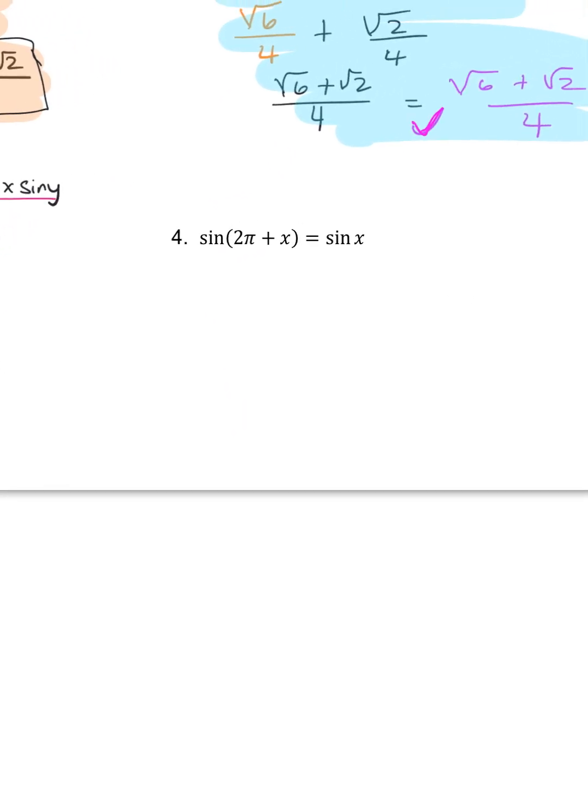Number 4 has a sign, and we have a plus. So that means I know that I have to have sine x plus y has to equal sine of x cosine y plus, because this is a plus, it's the same thing, cosine x times your sine of y.